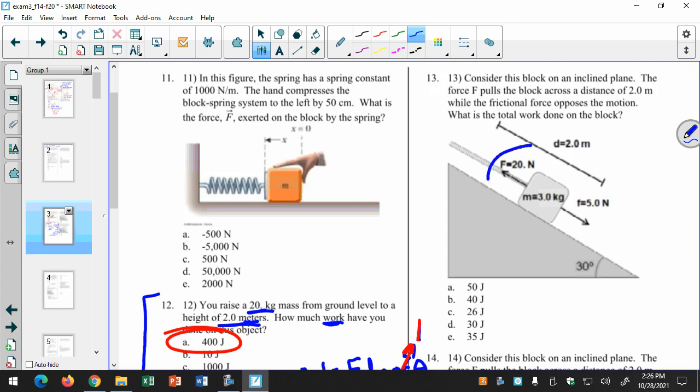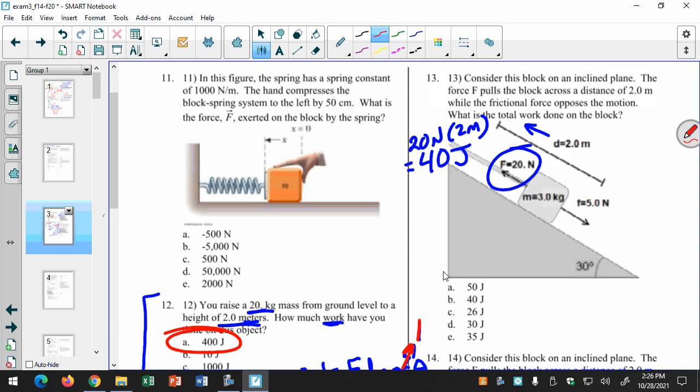So this force does a work of 20 newtons times 2 meters. That's F times d. The displacement is up the inclined plane, right? It's pulling it up the inclined plane. So that means that the angle is 0 degrees, and the cosine of 0 is 1. When they're in the same direction, the cosine of that angle theta is equal to 1. So that's equal to 40 joules.